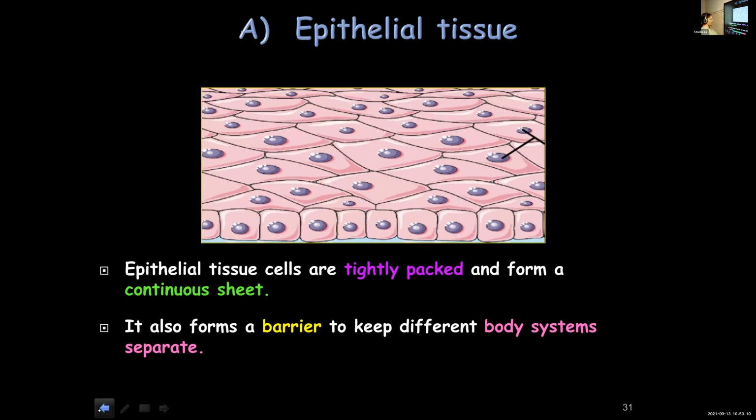The cells that make up epithelial tissue are tightly packed and they form a continuous sheet. It acts as a barrier and keeps different body systems separate.